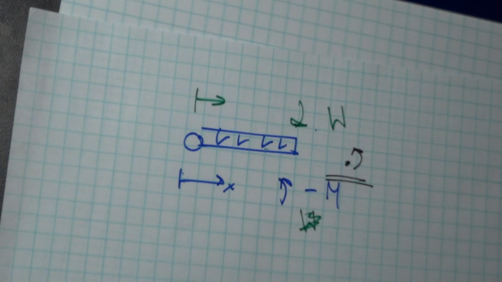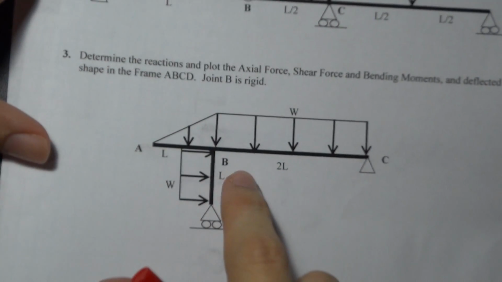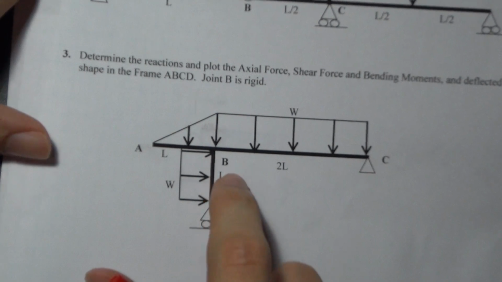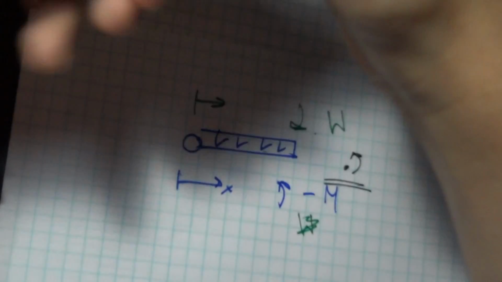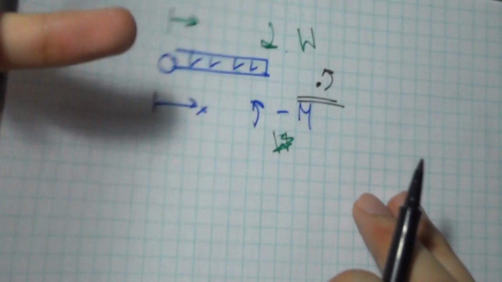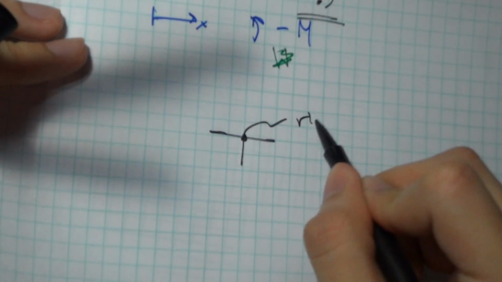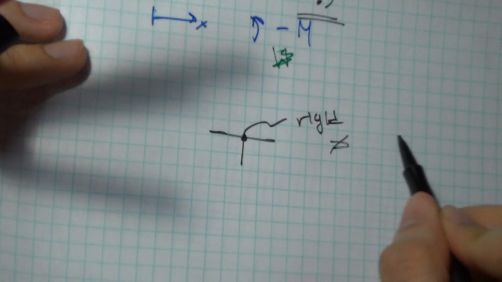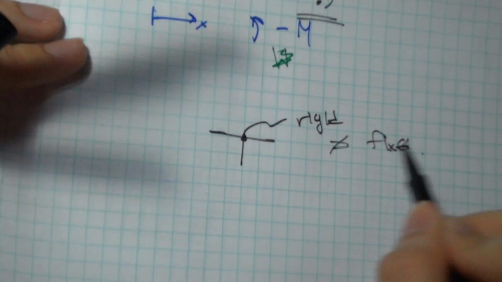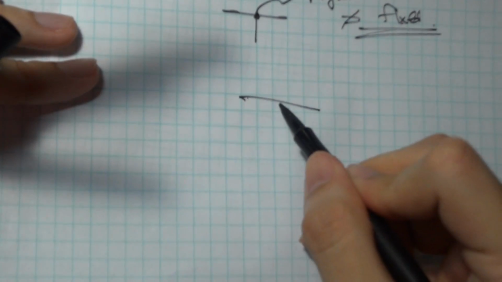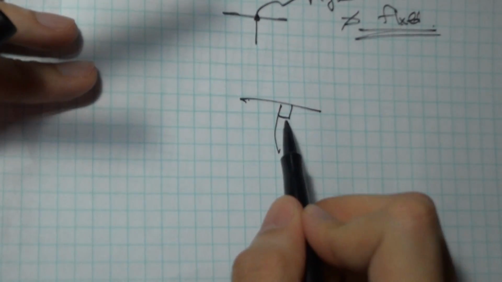Okay, so I think that's everything for that problem. Just again, when it says it's rigid here at B, he doesn't mean that it's fixed. What he means is that the angle at B does not change. So this is like what I was saying for problem 2. When I'm at B, when I say that this is rigid, I don't mean that this is equal to fixed. What it means is that my angle will always be 90 degrees here.